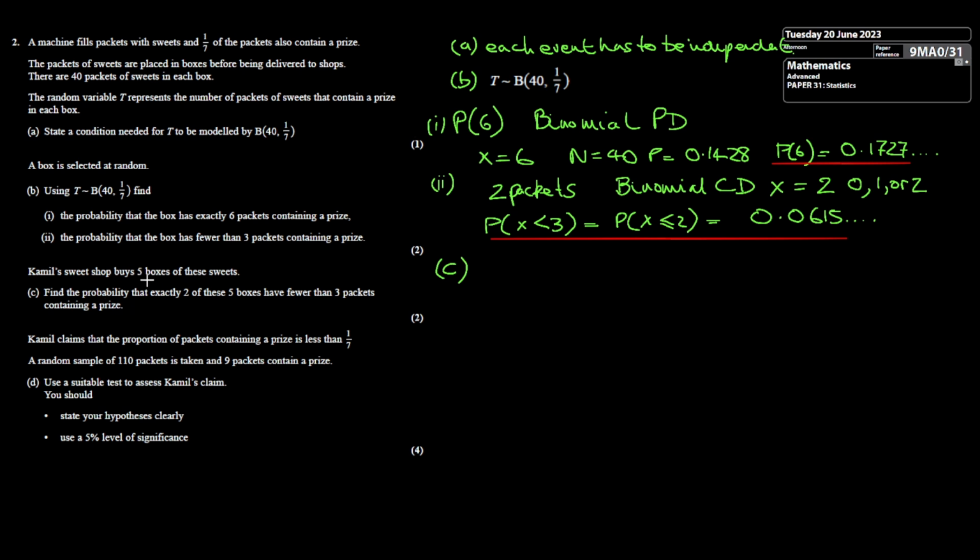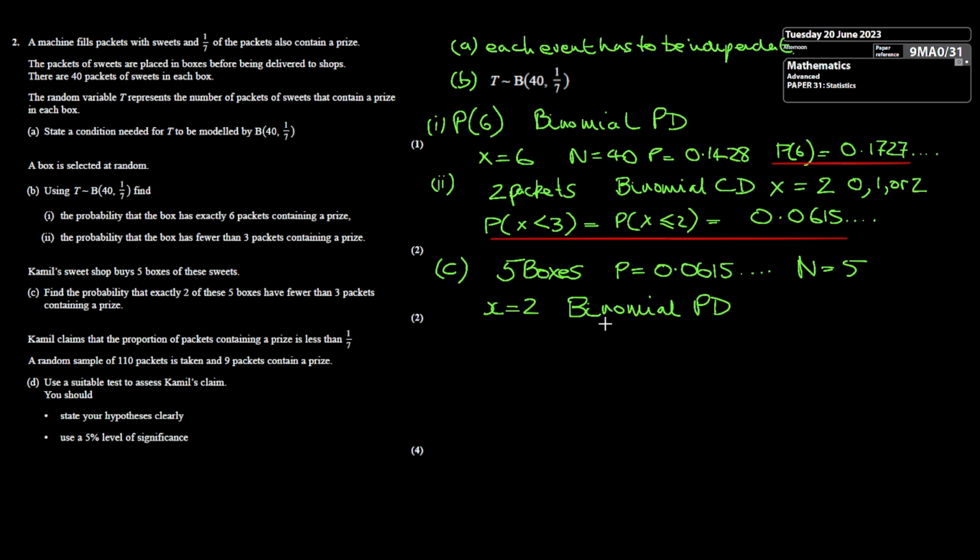So we've got a slightly different situation now. We've got 5 boxes, and they've been bought, and we need to find the probability that exactly 2 of the 5 boxes have fewer than 3 packets. Now, fewer than 3 packets is the probability here. So the probability that we're now working with is equal to 0.0615. N this time is equal to 5. And we need to find the probability that exactly 2 of these boxes, so it's not a cumulative distribution, it's a probability distribution, of exactly 2 of the 5 boxes contain a prize. So our variables are x must equal to, the probability is 0.615, and n is equal to 5.